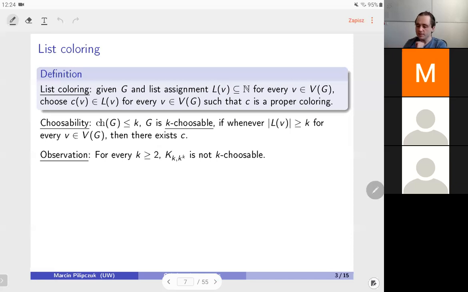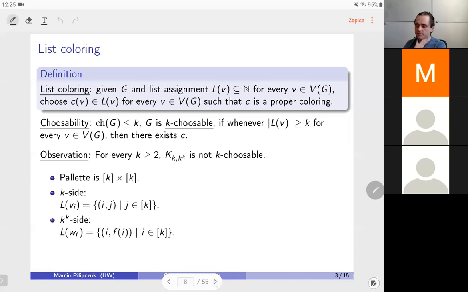Let's look at the example of a bipartite graph. So this is a 2-colorable graph, but let's use strange lists. Let's make a graph which has k vertices on one side, and a lot of vertices on the other side. Namely, for every function from k to k, there's a vertex on the right, a vertex w_f. So there are a lot of vertices on the other side. And this is a complete bipartite graph.